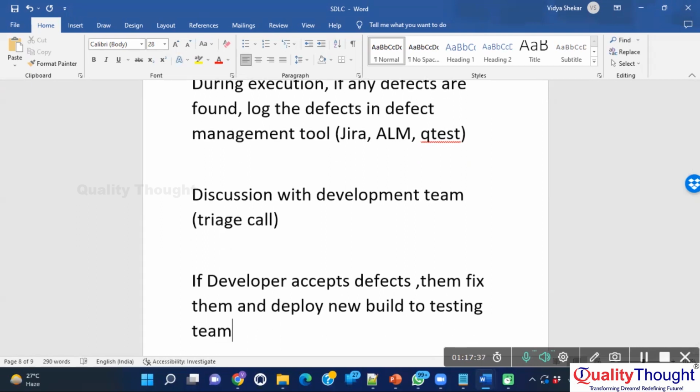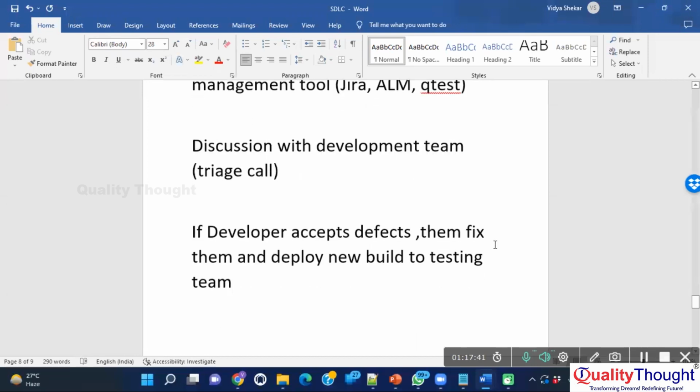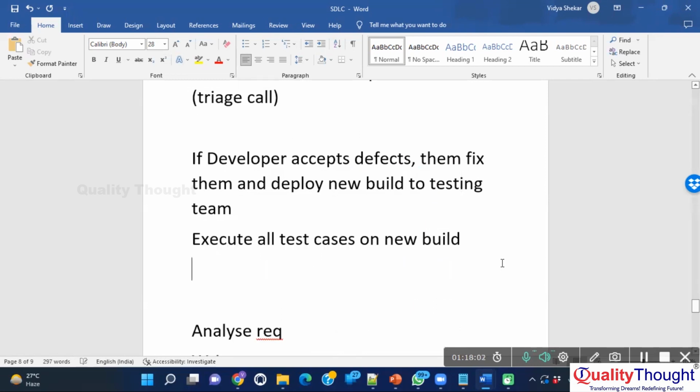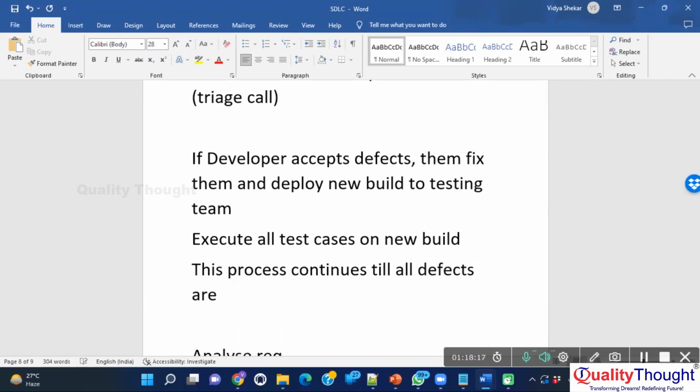Yes or no? Again, what will the testing team do? They will execute all the test cases on the new build. This is a cycle, this is a loop. If any bugs are found, again they will report. If any bugs are found, again they will report. This process continues till all defects are closed and the application is defect free.